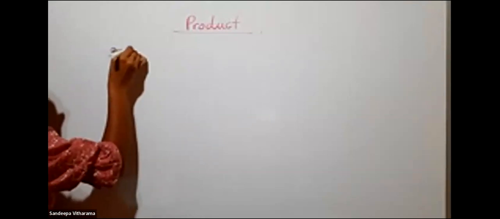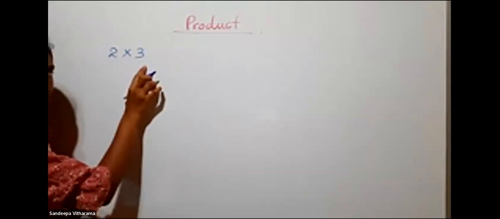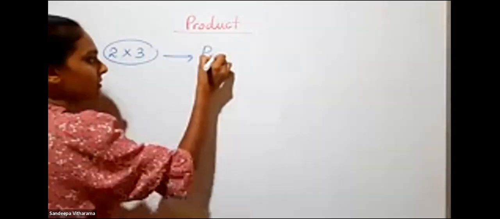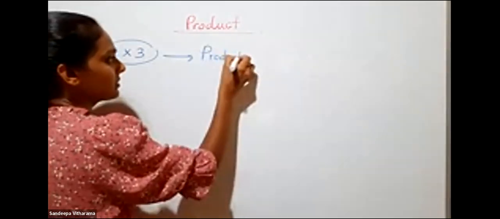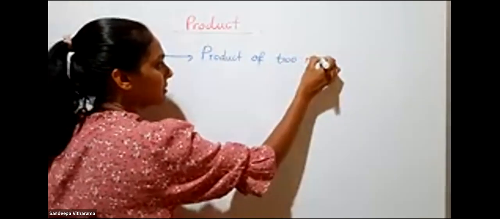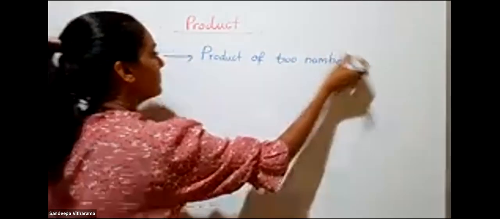Okay, look at here. If it is 2 into 3, we know it is 6. But we can call this as what? It is the product of two numbers.